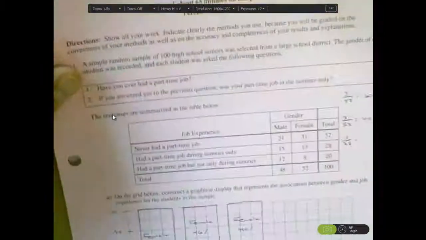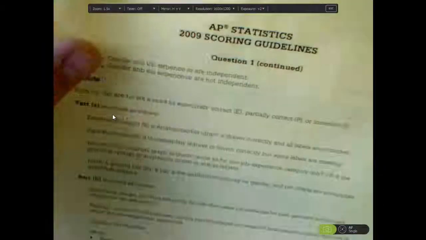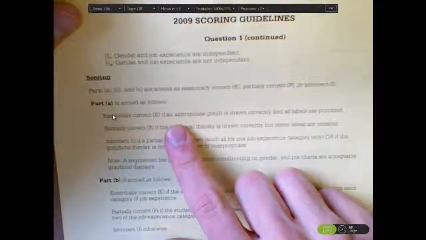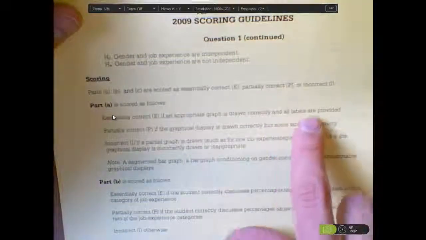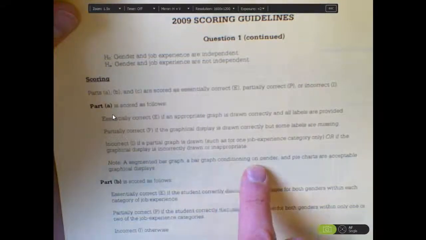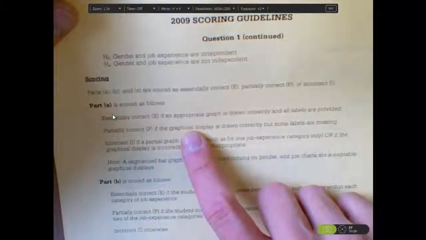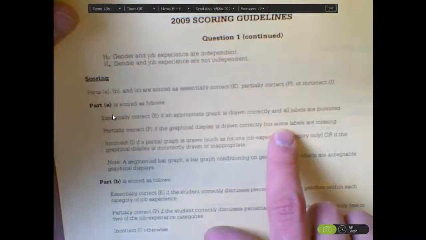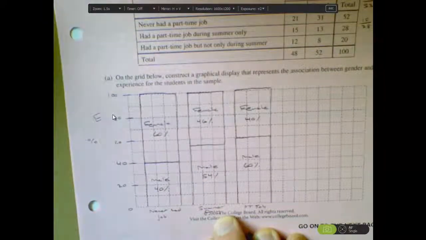Now, taking a look at the rubric, what we needed to do to earn credit was this. It's essentially correct if an appropriate graph is drawn correctly and all labels are provided. So you notice how important labels are right away. It says a segmented bar graph, a bar graph conditioning on gender, and pie charts are acceptable. So you'll notice I did that. If your graph is drawn correctly but some labels are missing, that's going to be partially correct. Based on what I have here, I have the labels, I have an appropriate graph. That's going to earn me essentially correct.